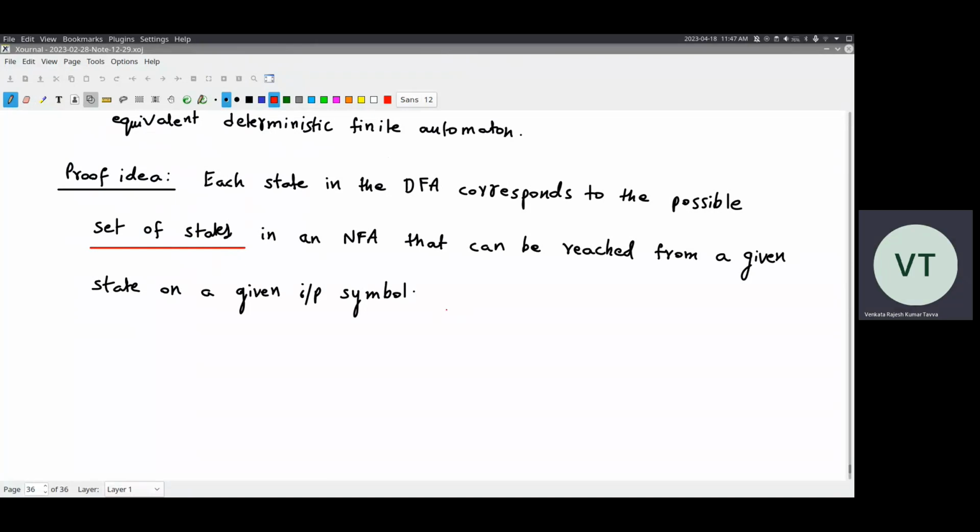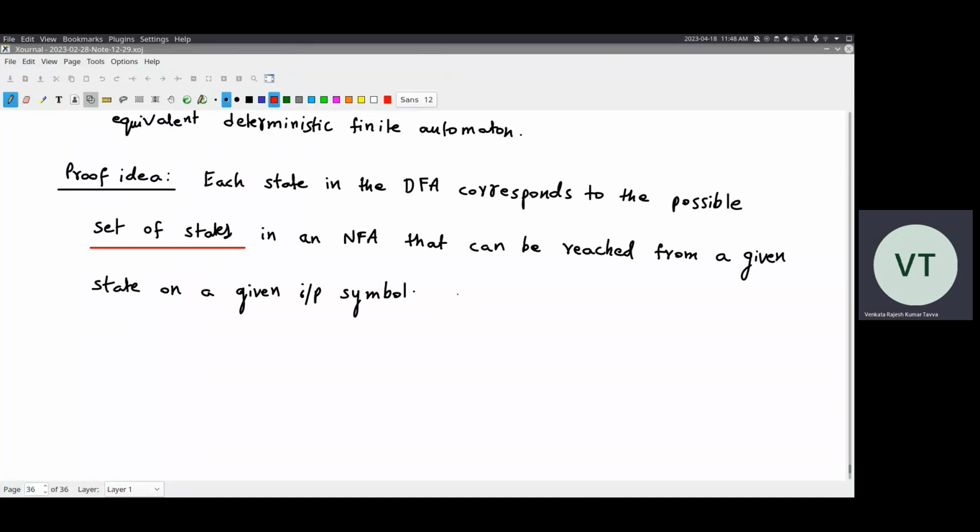So here this set of states is the important thing. Like we discussed yesterday, in yesterday's example there are 4 states in the NFA, whereas ideally there will be 2 power 4 or 16 states in the corresponding DFA, of which some states we can ignore because they are either dead states or unreachable states. But ideally there are 16 states in the DFA because every state in the DFA corresponds to a possible set of states in the NFA. So every subset of Q in the NFA becomes a state in the DFA. And how many such subsets of Q are possible? 2 power cardinality of Q.